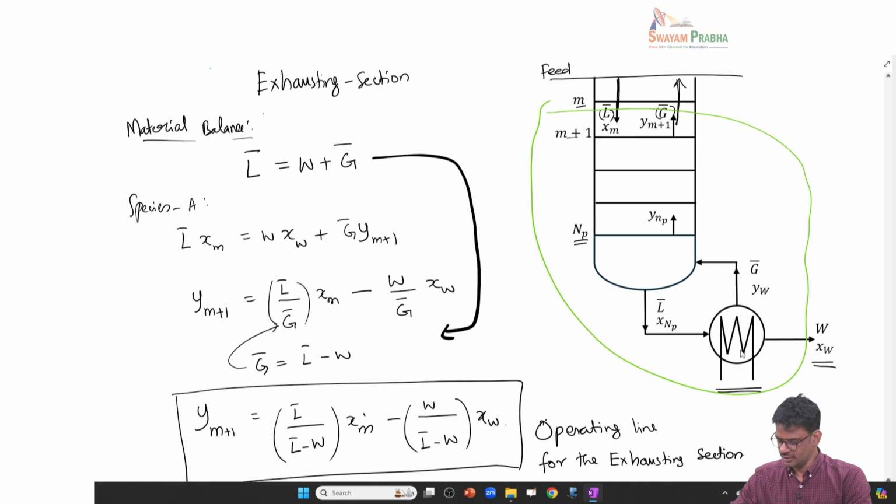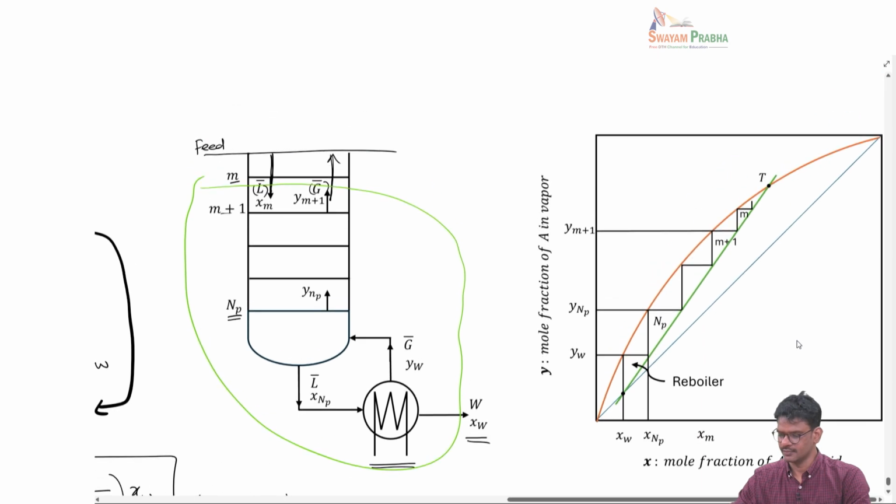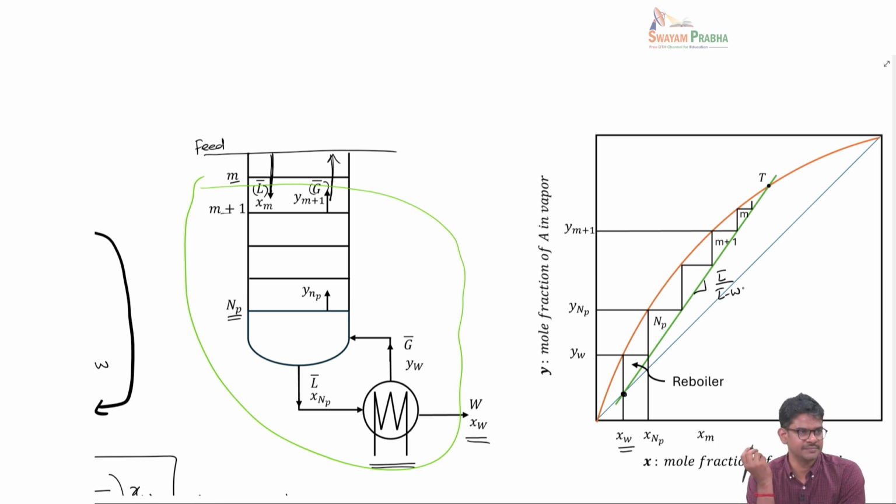And if you draw that line, you will see that here again we have an xy diagram. In this plot, I have not shown the operating line for the enriching section, which we already saw. Here we are looking at only the operating line for the exhausting section. You can see that this operating line touches the 45-degree line corresponding to xw, and this slope will be L bar over L bar minus W. So if I know the flow rates L bar and W, I know the slope, and then the green line that you see here would be the operating line.